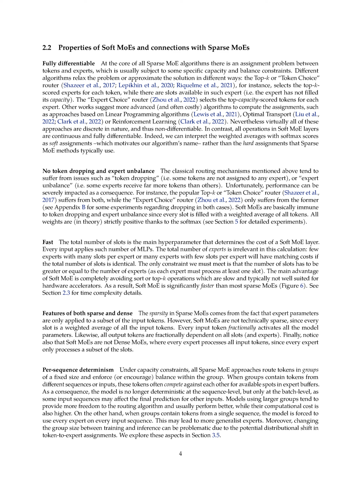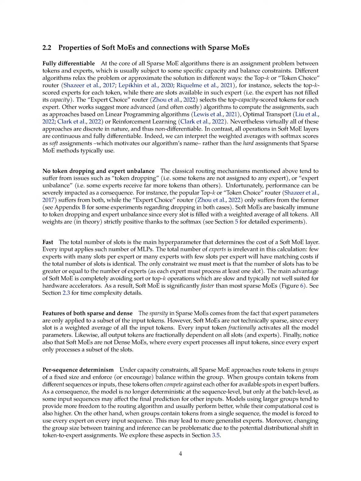Traditional routing mechanisms often encounter problems like token dropping, where some tokens aren't assigned to any expert, or expert unbalance, where some experts receive far more tokens than others. These issues can significantly affect performance. For example, the popular token choice router suffers from both issues, while the expert choice router only suffers from token dropping. Soft MoEs, however, are essentially immune to token dropping and expert unbalance. This is because every slot is filled with a weighted average of all tokens, and all weights are theoretically strictly positive thanks to the softmax. This ensures a more balanced distribution of tokens among experts.